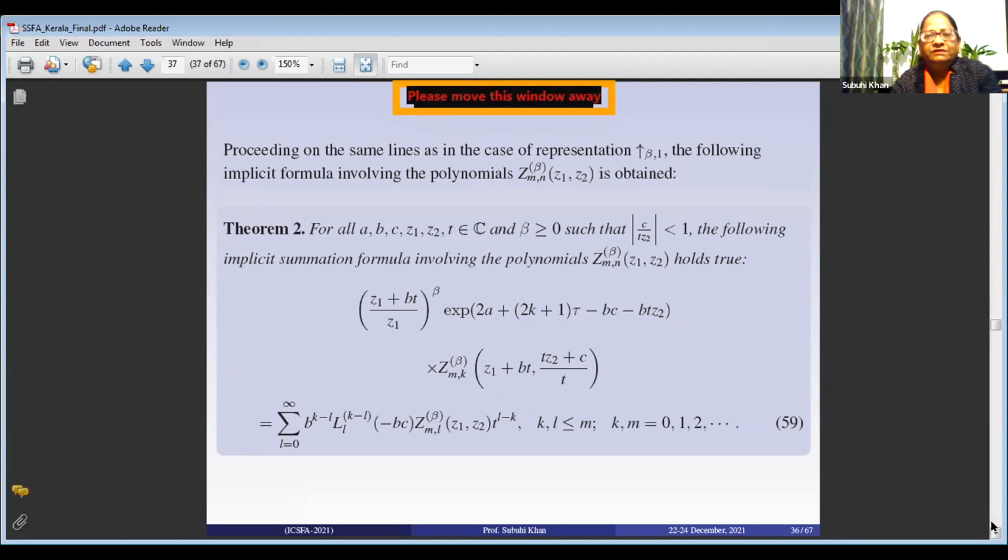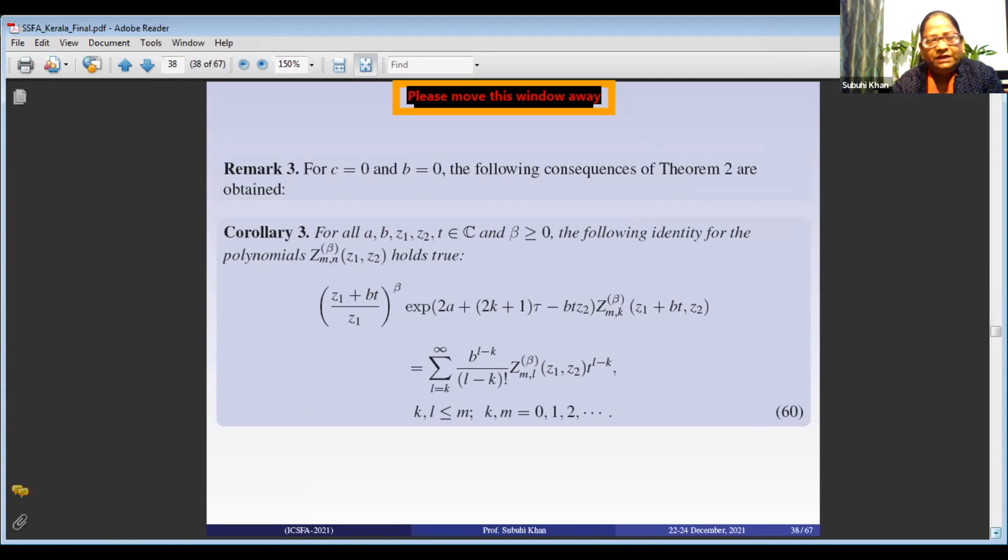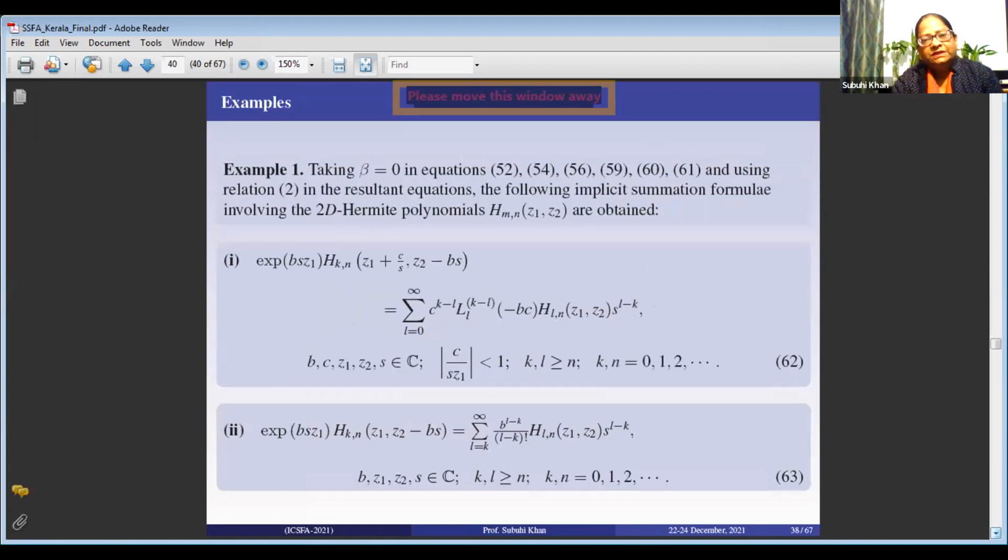So here again, we proceed in the same way, and I'm not going to repeat all these things. The different representation with the different index has given us different results. And we have again taken some particular cases by making use of the limiting cases for C0 and B0. And these are the results for particular cases.